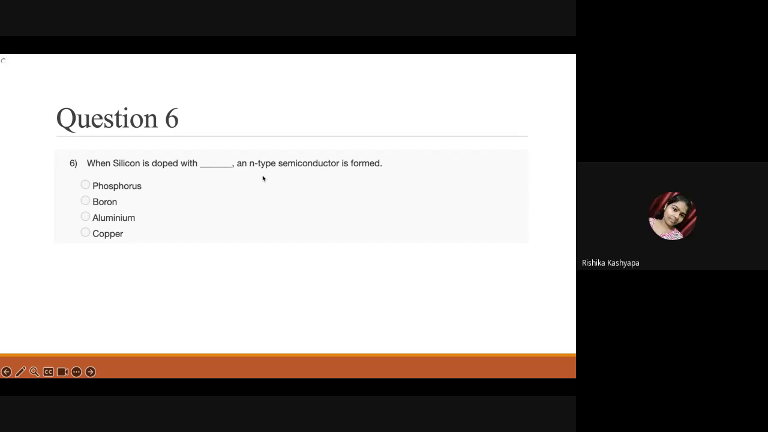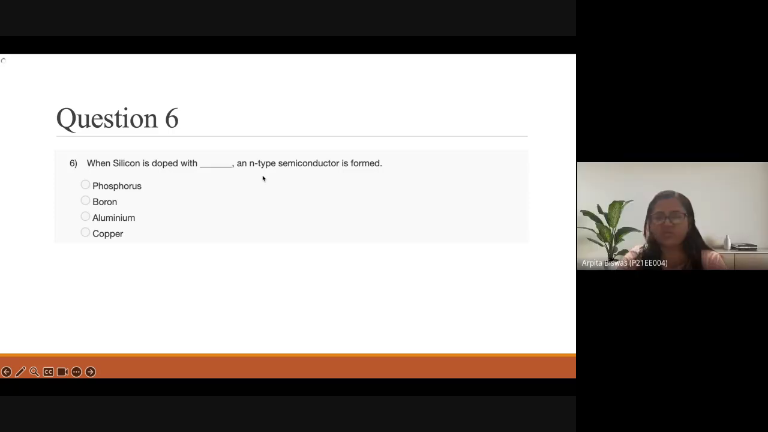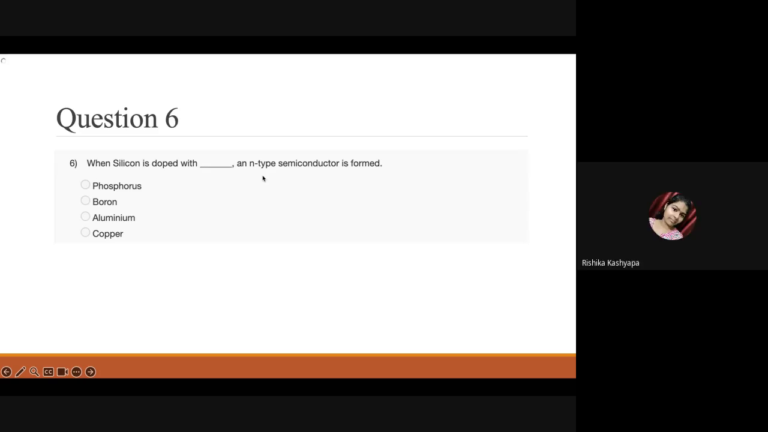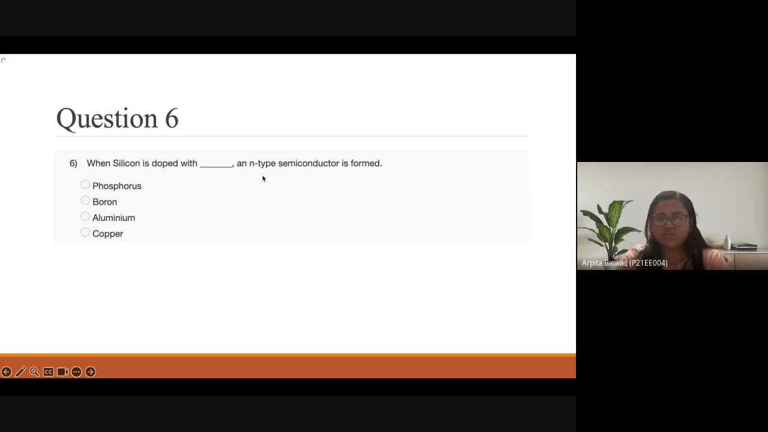Phosphorus has five, so it provides an extra free electron. Okay, so it provides extra free electrons. Okay, Rishika, you are also saying something? Phosphorus has 5 electrons in its outermost shell. Yes, yes. So the right option is phosphorus, right? So next, moving towards question number 7.